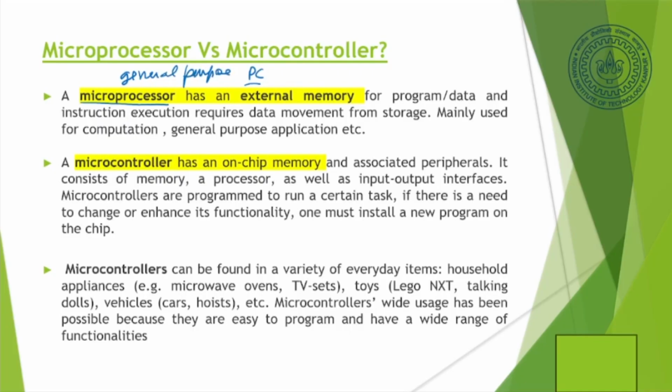A microprocessor is a general purpose device normally, and it has an external memory for program data and instruction execution, and requires data movement from the storage. It is mainly used for computation and is a general purpose machine for general purpose applications. For example, when you're using your PC, you can use a PC to control a robot. Yes, you can do that. But you can also use your PC just for computing. You can connect your PC to your camera, for example. So you can do input-output with your PC also. But it's a general purpose device.